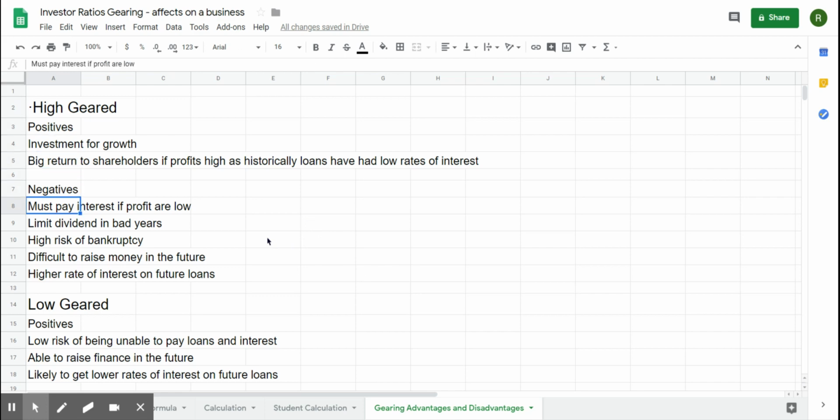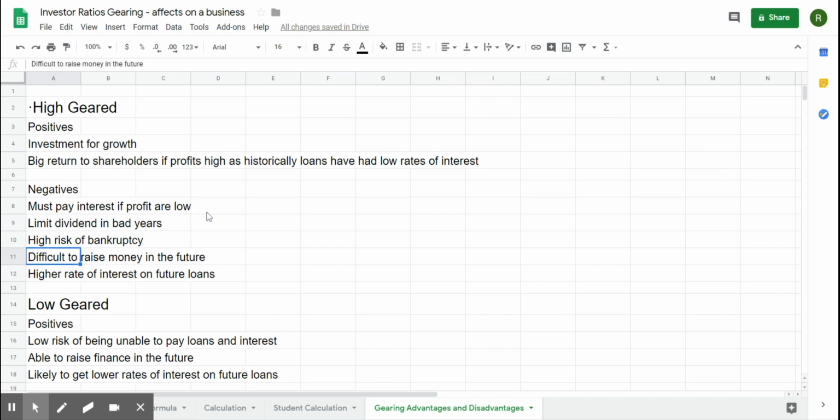But there are a lot of negatives. You must pay the interest rates if profits are low or even if you make a loss. So that can magnify the downside. It limits the ability of the company to pay a dividend in bad years. If they don't make a lot of profit, they might be unable to pay any kind of dividend. And it increases your risk of bankruptcy. Because with shareholders, if you have a period maybe of 1 or 2 years when you can't pay a dividend, it's not the end of the world. The shareholders might want to sell the shares and the share price might come down, but the business isn't going to fold.